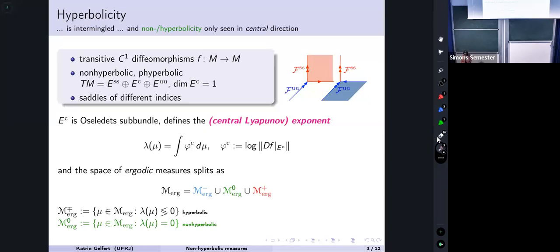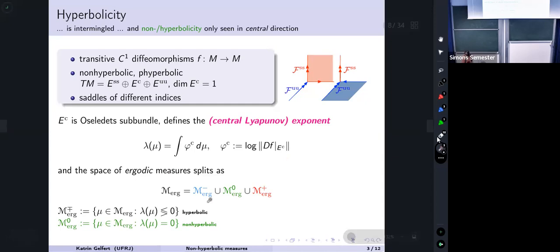Okay, and by domination, it follows that the central bundle is one of the oscillated subbundles and defines a central Lyapunov exponent. And from here on, I would like only to talk about exponents. As we assume that it's one-dimensional, it is measured by Birkhoff averages of a continuous potential. This exponent can have negative values, like in a saddle of this type, can have positive values, like in a saddle of this type, but there can also be measures which are non-hyperbolic. In this talk, any measure that appears will be ergodic.